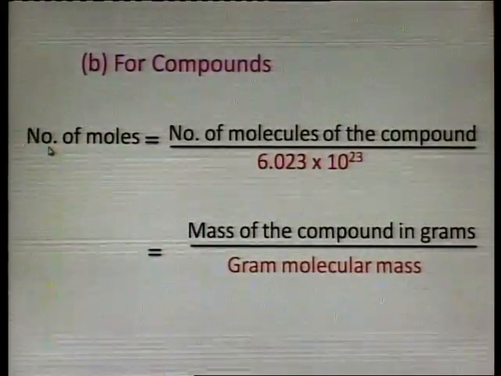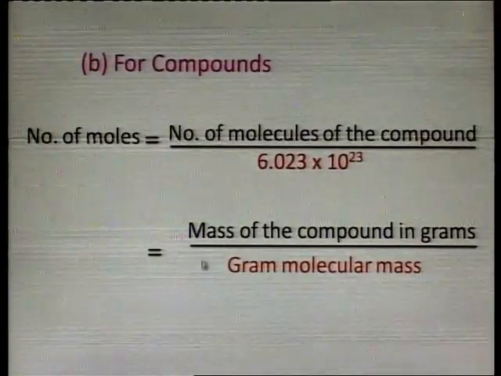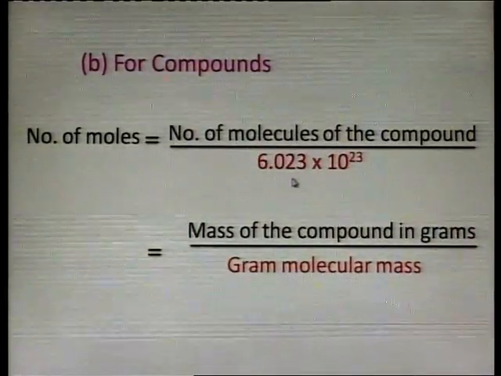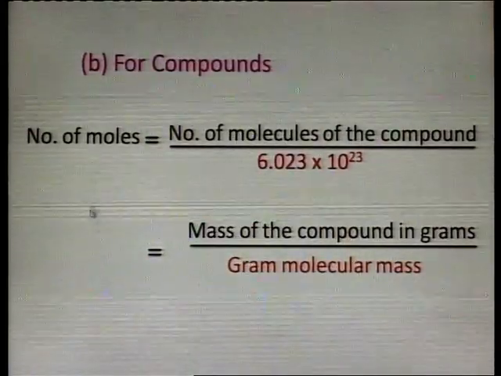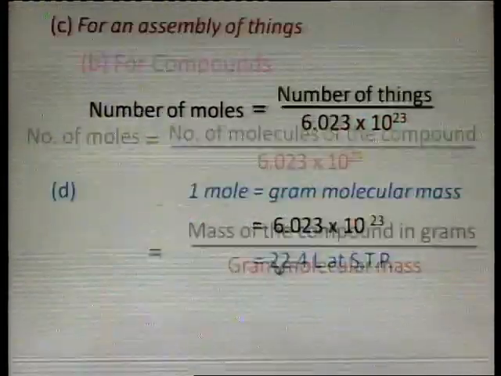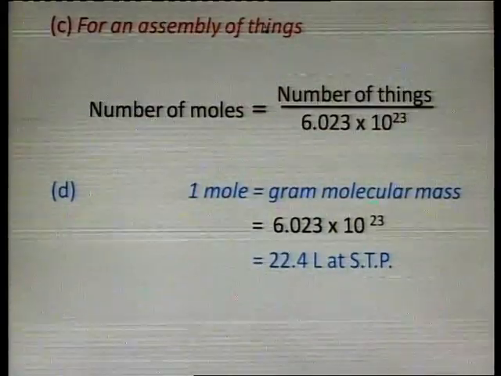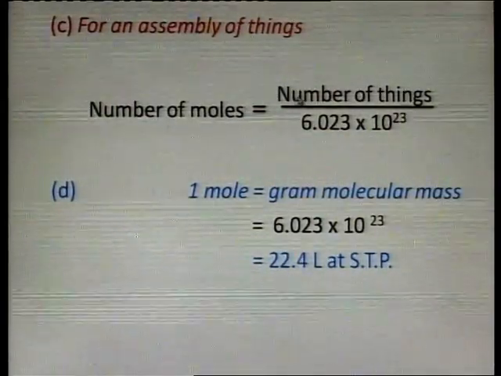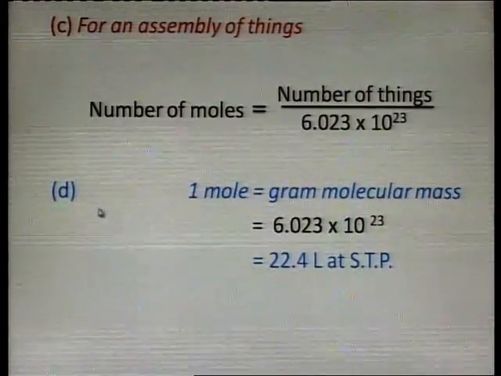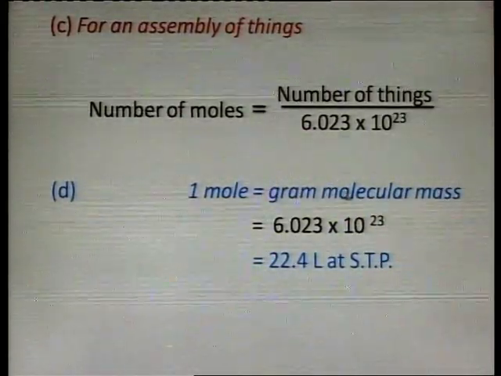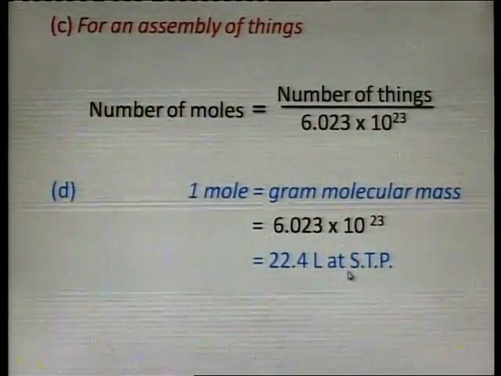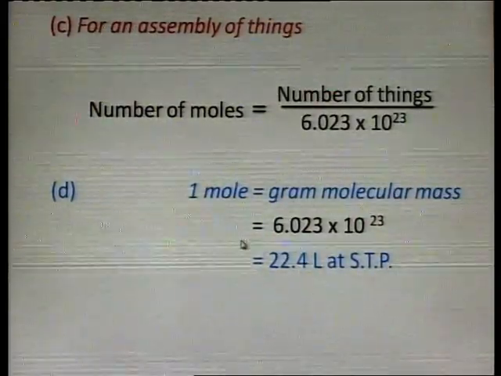So, for compounds, number of moles can be calculated either from number or from mass. So, number of moles will be equal to number of molecules of the compound divided by Avogadro's number. If mass is given, we can calculate the number of moles from mass of the compound in grams divided by gram molecular mass. And for an assembly of things like formula units, number of moles can be calculated from given number of things divided by Avogadro's number, and we can say 1 mole is equal to gram molecular mass equal to Avogadro's number. This is equal to 22.4 liters at STP for gaseous substances.